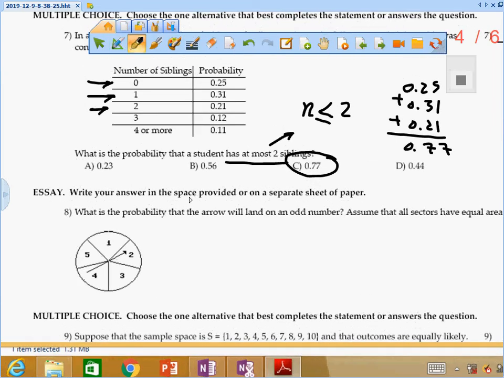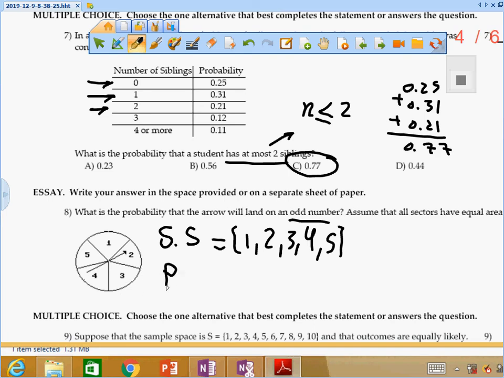For number 8, what is the probability that an arrow will land on an odd number? Notice that this is a spinner. When you spin the spinner, sometimes I divide the spinner into colors. Sometimes I divide it into numbers, arranging consecutive numbers like 1, 2, 3, 4. I may write 10, 20, 3, and 5. I may choose the numbers. But here, the outcomes, or the sample space, I have is 1, 2, 3, 4, and 5. The spinner can stop at 1, 2, 3, 4, or 5.